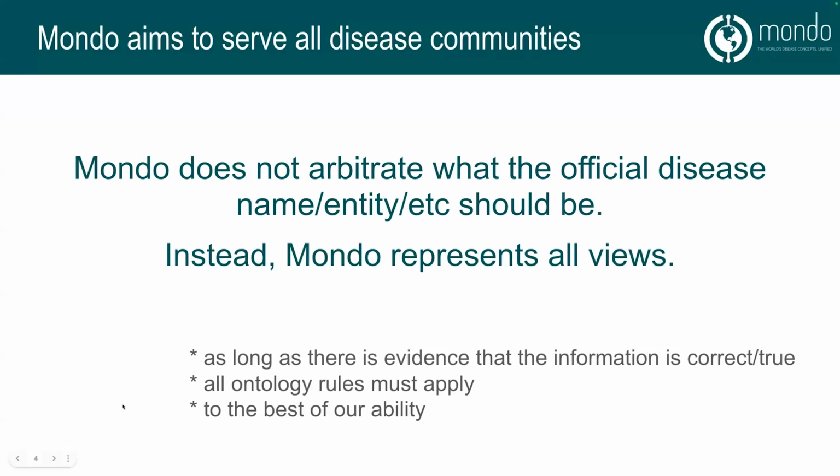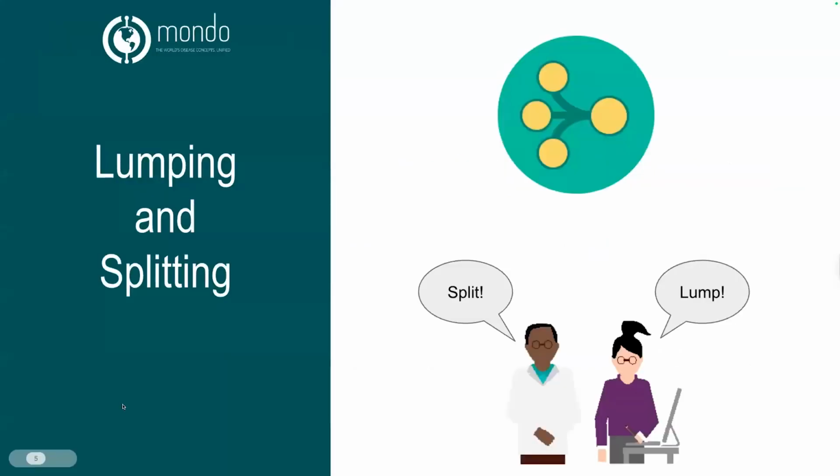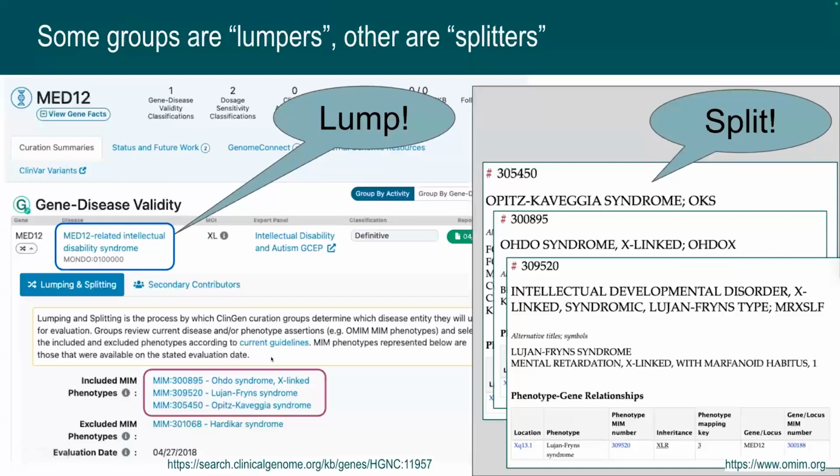So the first example I'm going to tell you about is the lumping and splitting. As Courtney showed, some groups prefer splitting, some groups prefer lumping. And this is the example that Courtney showed about the gene disease related to the MED12 gene, where the ClinGen team is looking at this disease as needing to be lumped, while in OMIM's perspective this disease needs to be split.